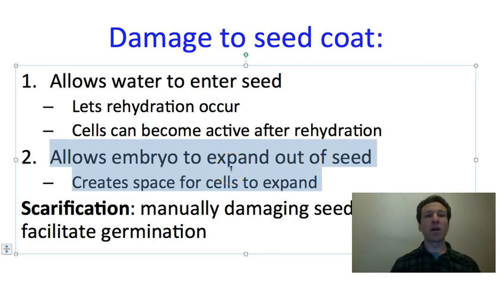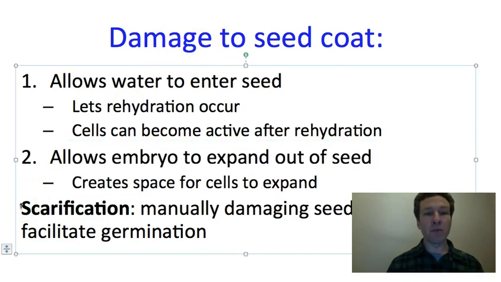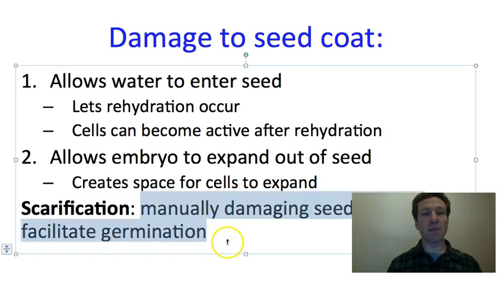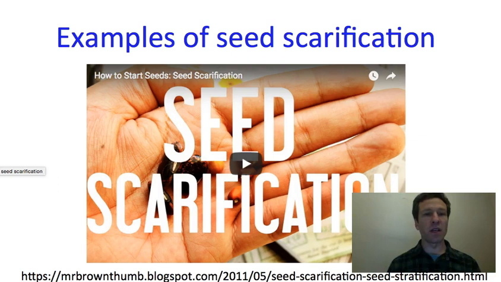So in nature, the process of getting damage on the seed coat can happen naturally. However, if we are planting seeds, then oftentimes we're keeping seeds in an environment where they will not become damaged. That means that we have to damage the seeds ourselves. And the process of damaging seeds is called scarification, because basically we have to make scars in the seed coat to accomplish this. So scarification is manually damaging the seed coat to facilitate germination.